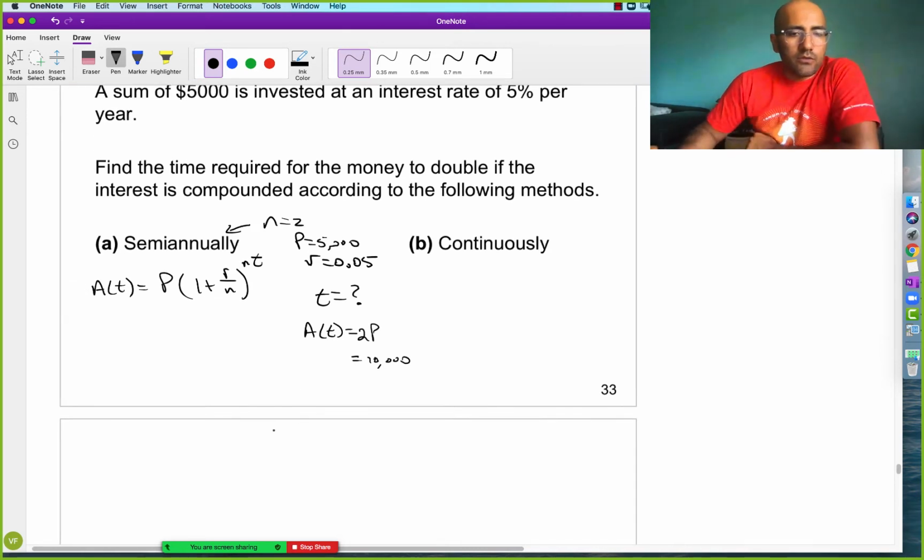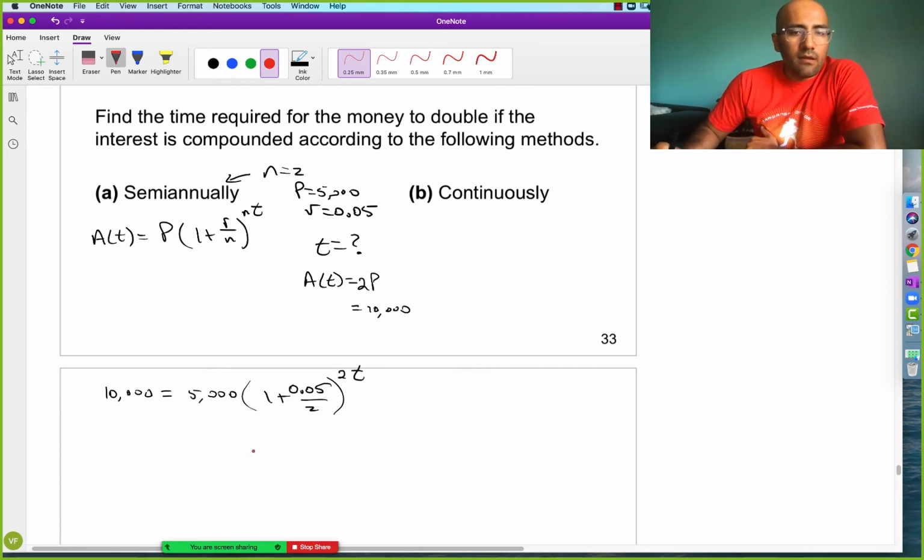Good. Okay. So we can replace these values in here and get this statement. We're looking for the value of t such that 10,000 is the output when 5,000 is invested, and we have 1 plus 0.05 divided by 2, to the power of 2t. Good, so now it's just one little letter that needs to be solved. Let's simplify life. Let's divide both sides by 5,000. And so we see that this is just going to be 2. 2 equals this thing.